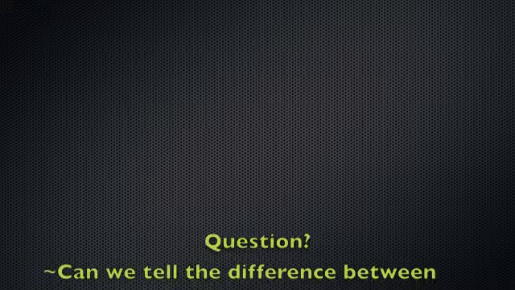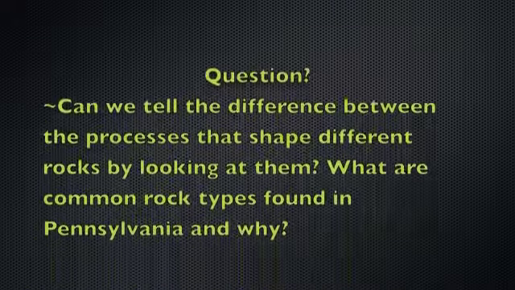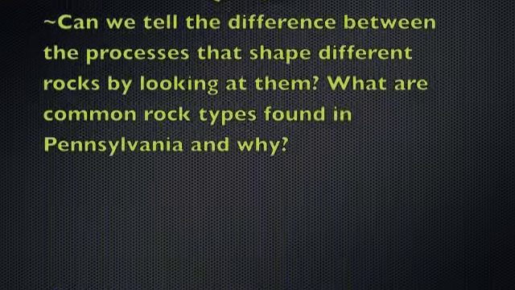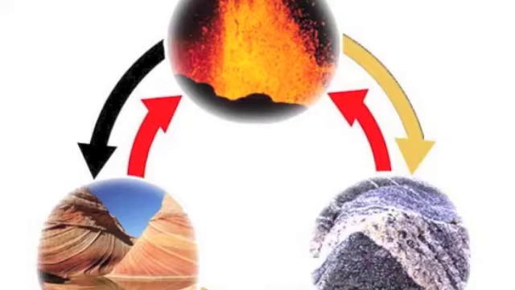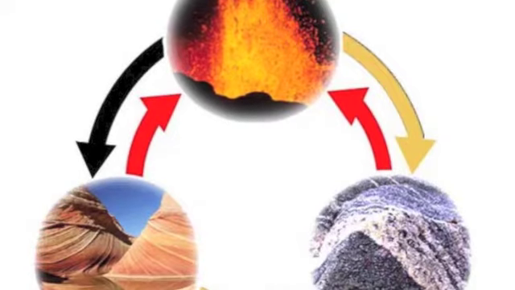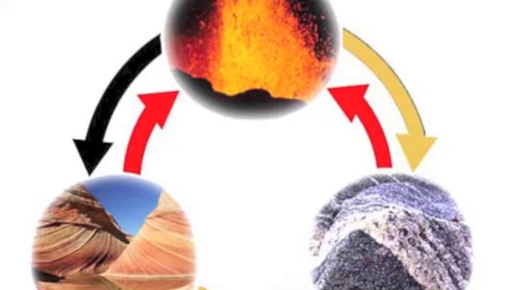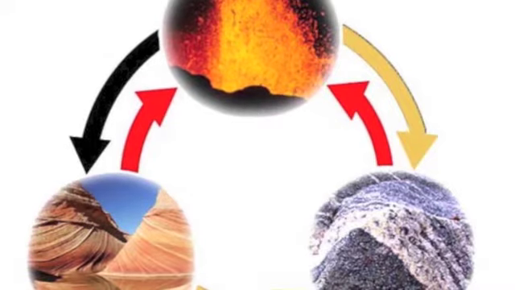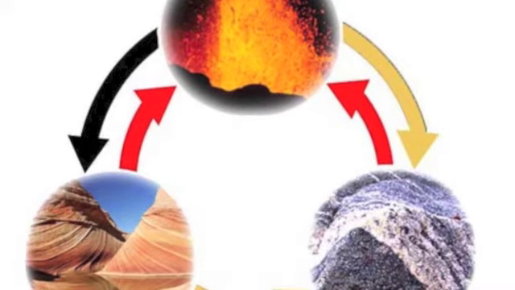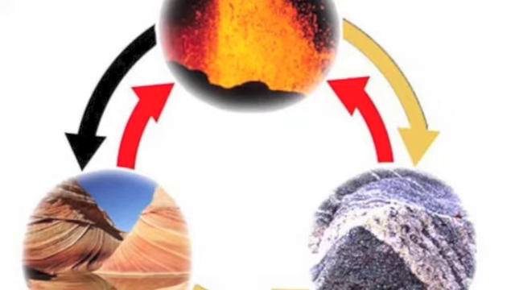Our question for investigation is, can we tell the difference between the processes that shape different rocks by looking at them? What are the common rock types found in Pennsylvania and why? Our claims are, by looking at the rocks, we can identify specific properties or characteristics that tell us what type of rock it is. These characteristics include color, texture, jaggedness, hardness, layering, etc.